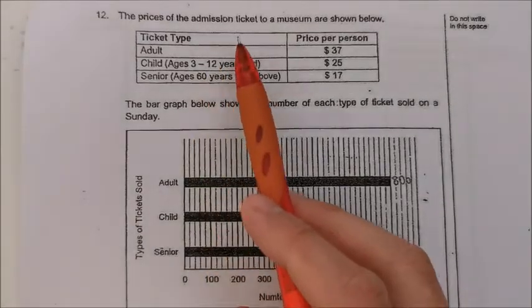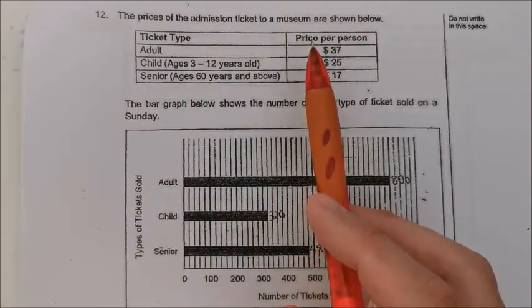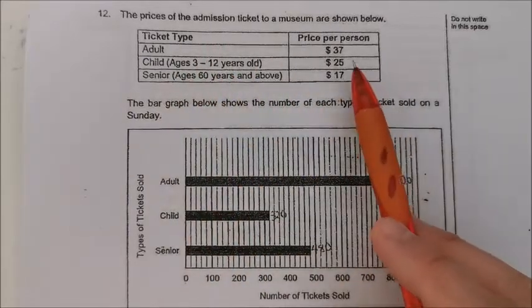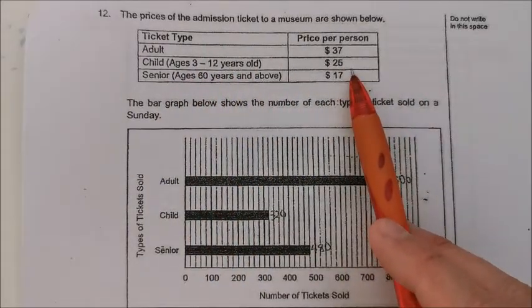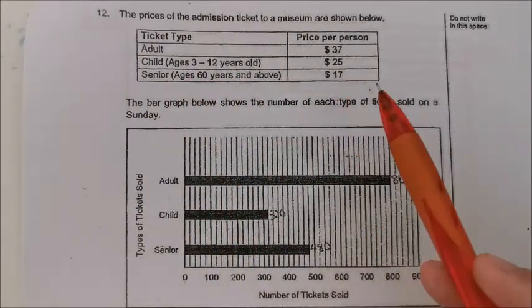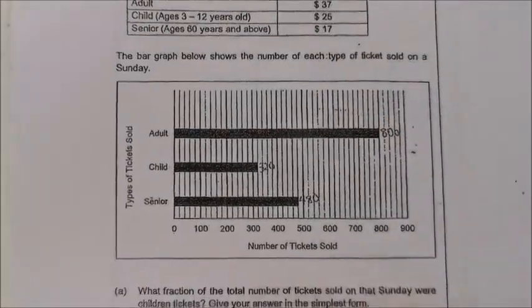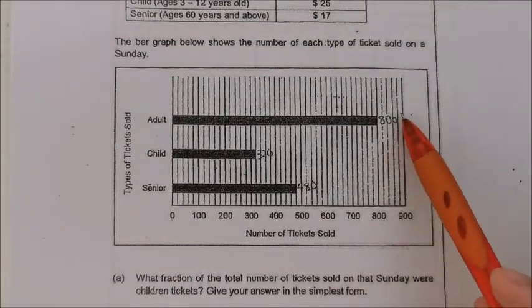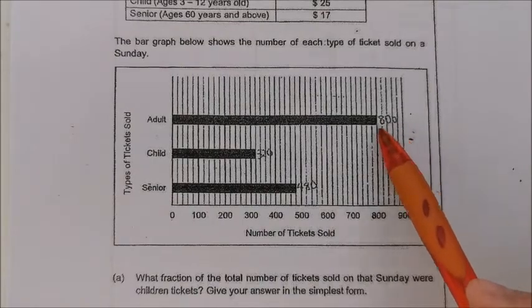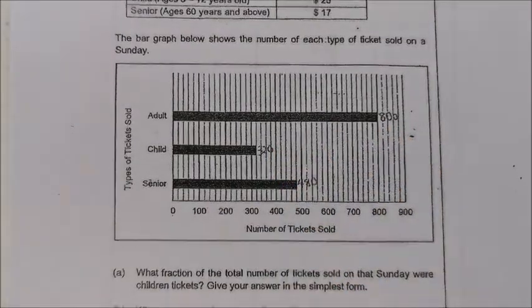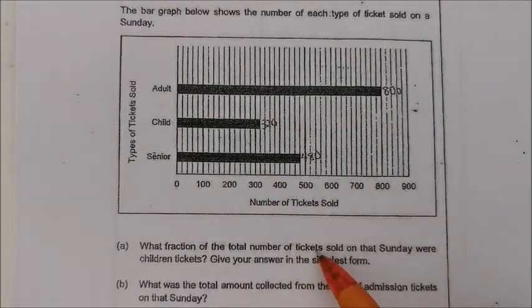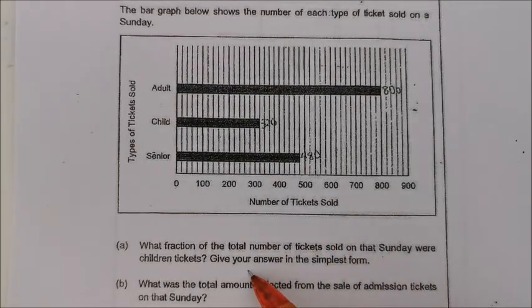Okay, the price of the admission ticket to a museum are shown below. So for adult, the ticket is $37. For child, 25, and for senior is 17. Okay, so guys, by right you have to read this graph, but the numbers have been written down for you, so you can skip this step. So what fraction of the total number of tickets sold on that Sunday were children tickets?